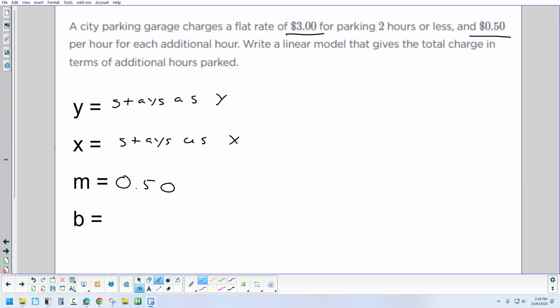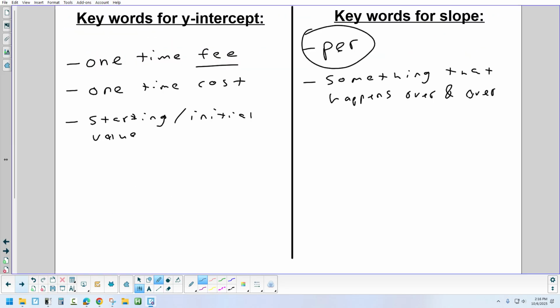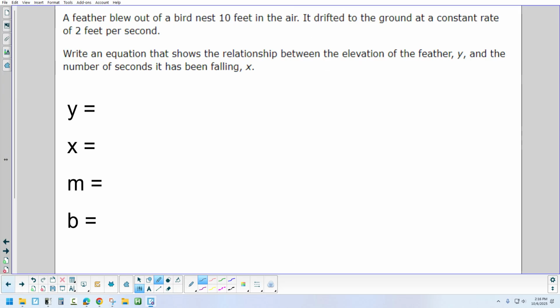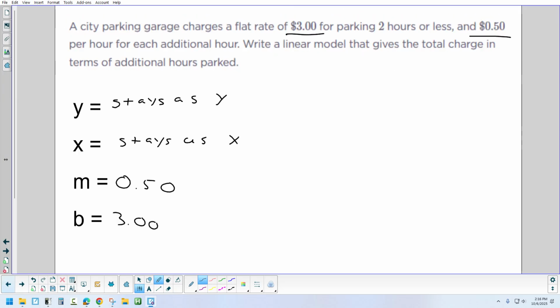which means what number is going to be your B? $3. Okay. $3 is your B because that $3 is a one-time fee. You do not pay the $3 over and over. You pay it for the first 2 hours, and you never have to pay $3 again. So it's a little more expensive to park for just the 2 hours, but then after that, it's only 50 cents an hour. What's the equation that we fill all these into? Y equals mx plus b.